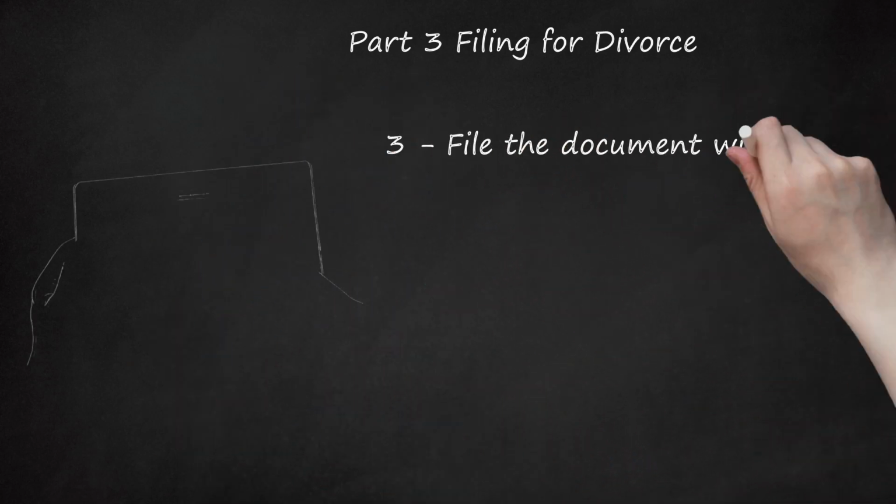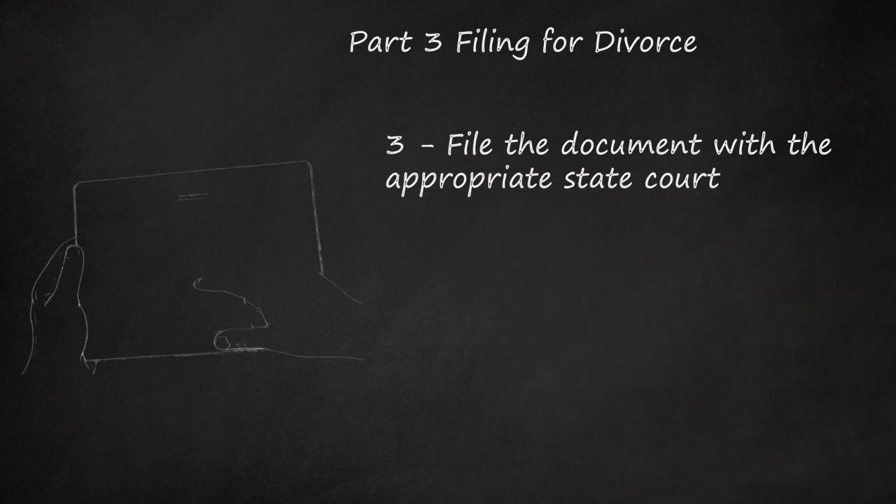3. File the document with the appropriate state court. Typically, you will file your divorce petition in the county court where you reside so long as you meet the residency requirements discussed above. You should follow the rules for your specific court or contact the court clerk and ask what you need to do in order to properly file your divorce action.